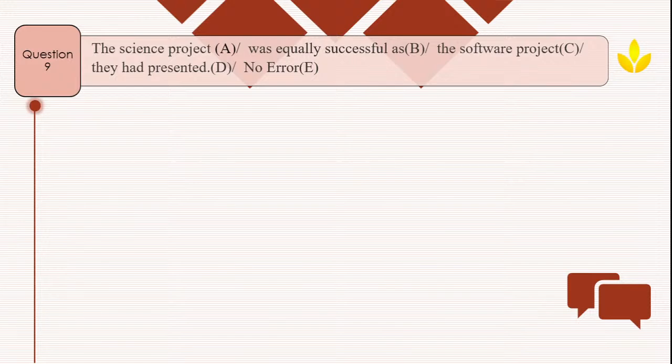The science project was equally successful as the software project they had presented. If you can find the error, please let me know in the comment. As usual, A, B, C, D, E, the last one being no error. The science project was equally successful. How successful? Equally successful. It is compared to the software project they had presented. So past is given, past perfect is given. So what happened first? What happened second?